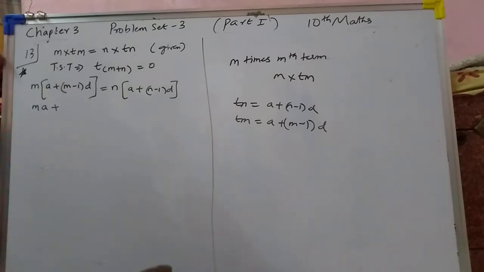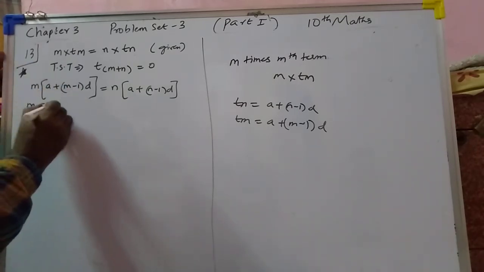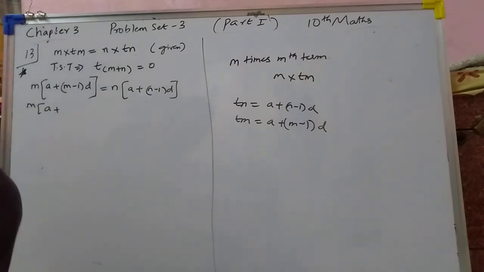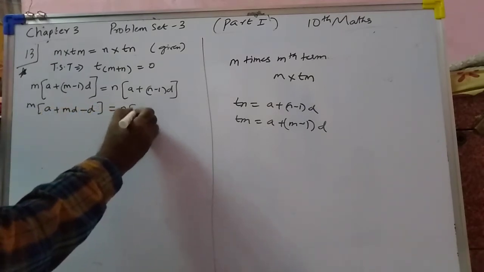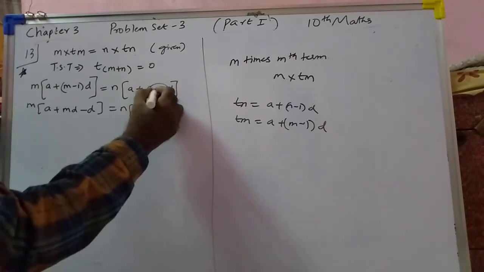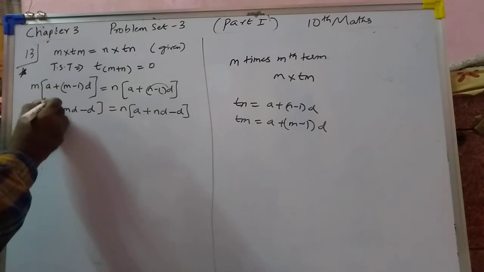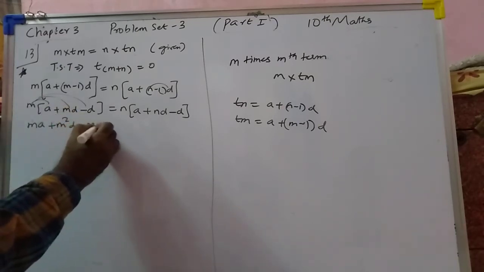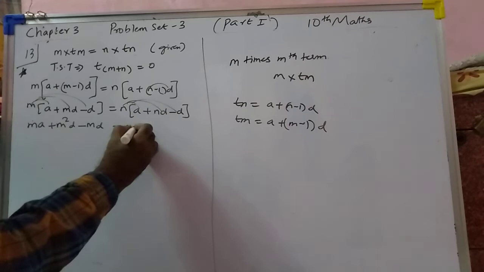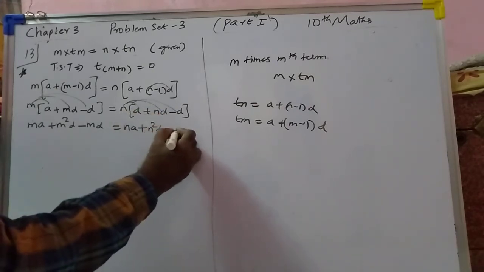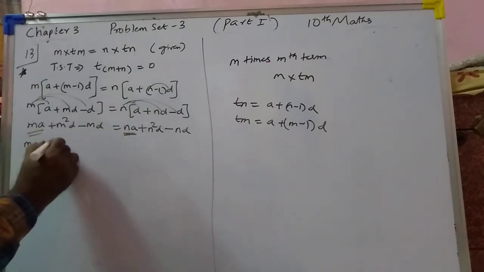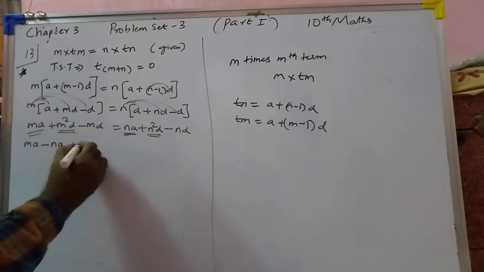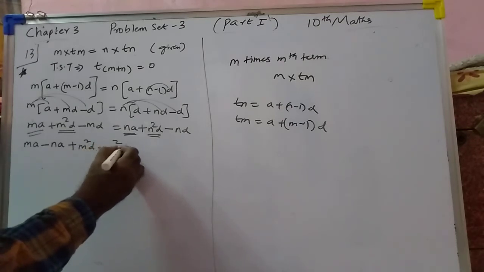First we'll solve this part, it will become easy then. m into a plus md minus d is equal to n into a plus nd minus d. Now you take inside. That will become ma + m²d − md. Here also take it, it will become na + n²d − nd. Now take all this side and group it. So ma − na, that is m²d − n²d.